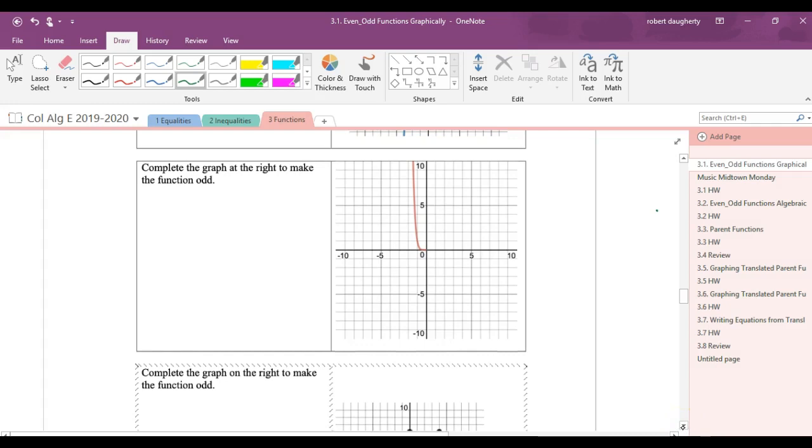To make this an odd function, I see it comes down here and it sort of levels off. What would be the opposite of doing that? It would do something like this and then it would go down this way. That would be the opposite of that. So this would make this an odd function. Let's look at the next example.